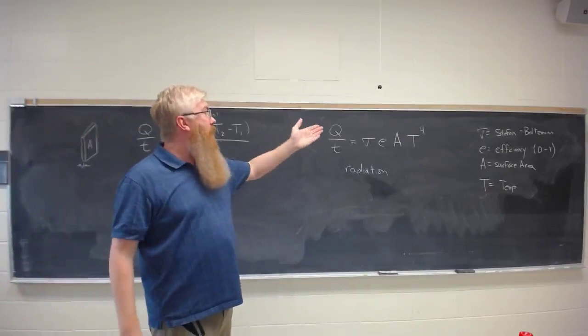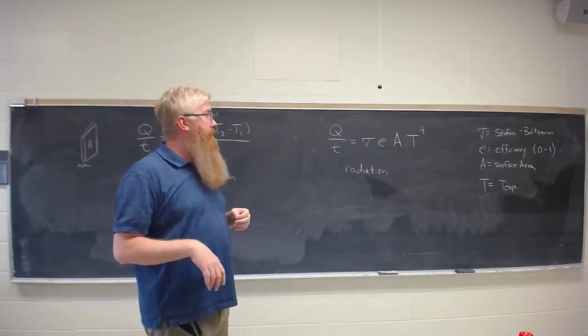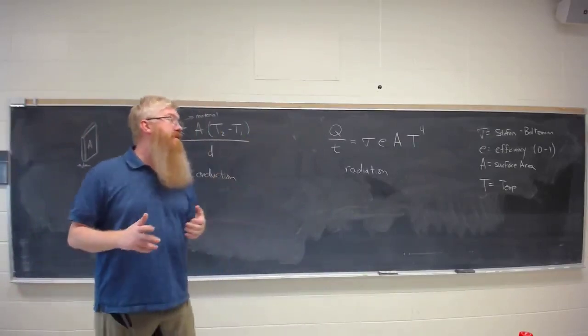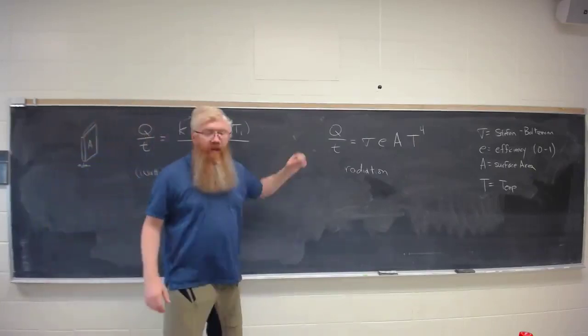So an efficiency of 1 is called a perfect black body. Efficiency of 0 basically is an object that isn't radiating, and I don't think that those exist in nature.